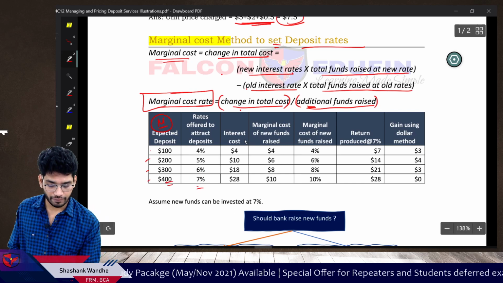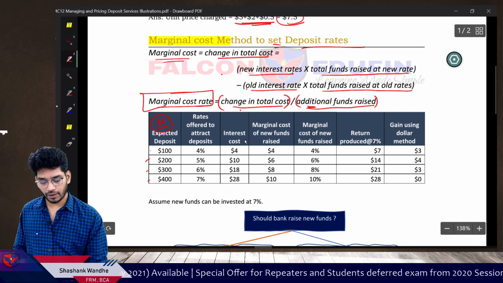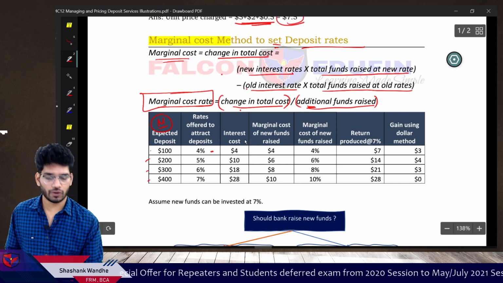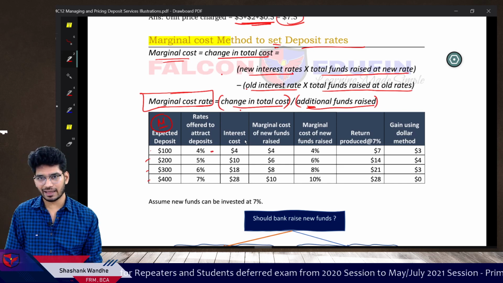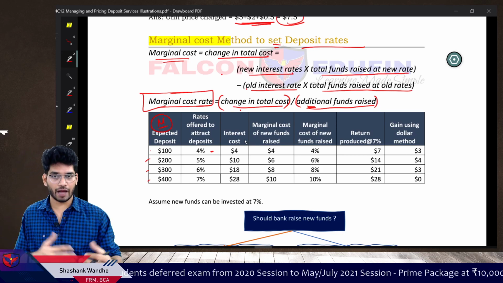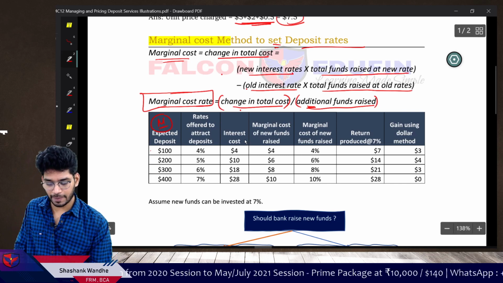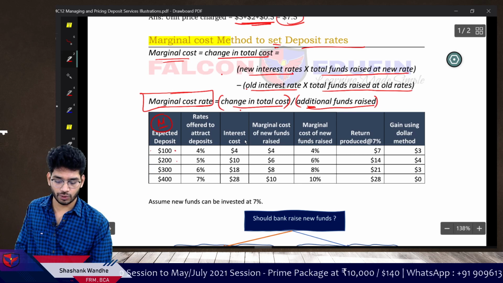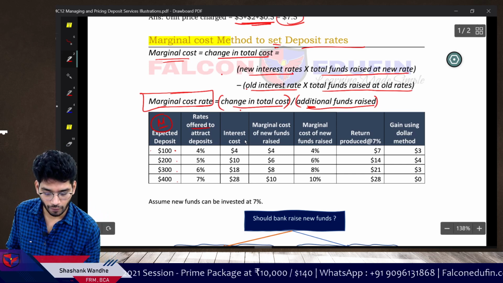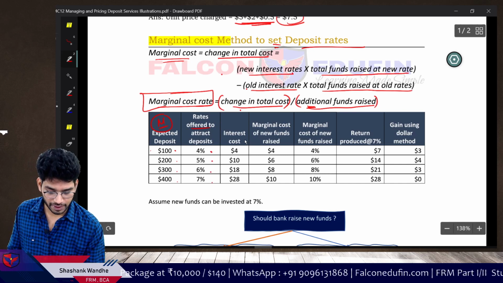So if I'm the bank and want to procure $400 million, I have to offer 7%. If I just want to procure $100 million, then I have to pay just 4%. That is, pay a lower interest rate, you will get lesser funds. If you pay a very high interest rate, then you will be able to get higher funds. Okay. Now this table shows you the expected deposit, that is, procure 100 million, 200, 300, or 400 million. To procure this much funds, what rate should you offer? 4%, 5%, 6%, and 7%.